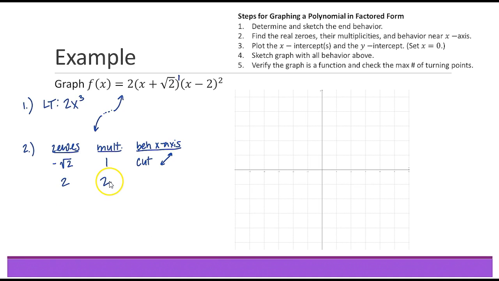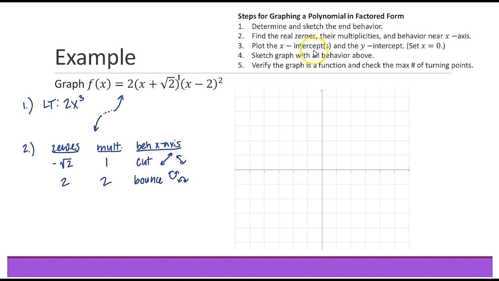And if the multiplicity is 2, then we're going to bounce off the x-axis. So I could either bounce up or bounce down. With cutting, I can cut with a positive or a negative sloped line. So again, write the word, or you can think about the graph. And now we're going to start to put all of this together.